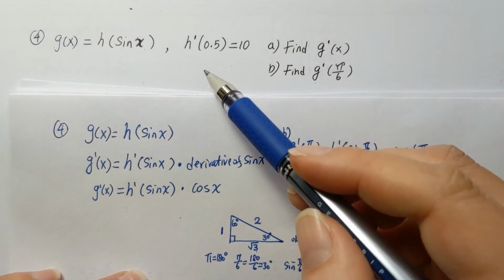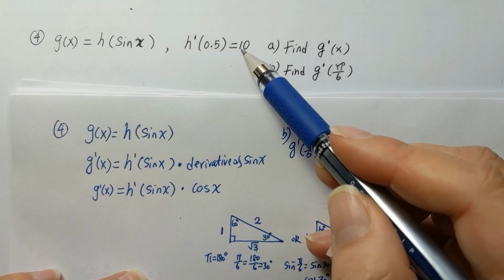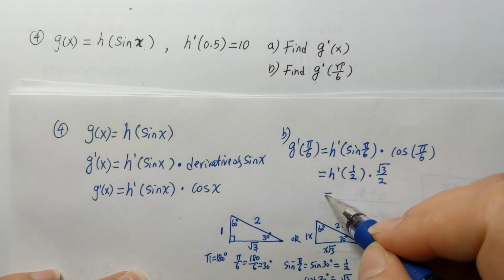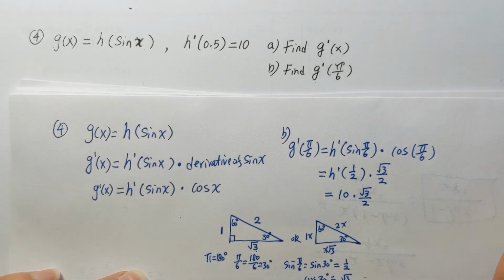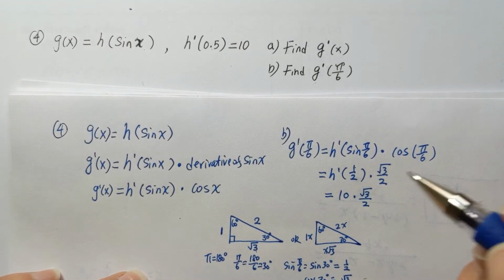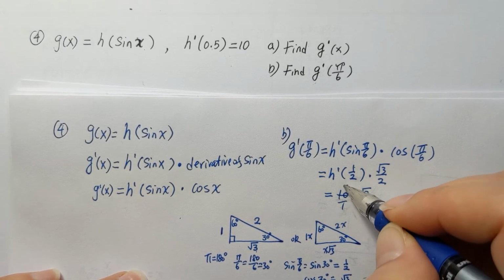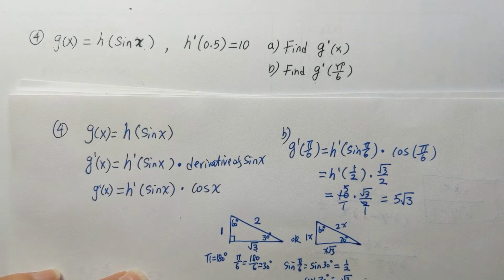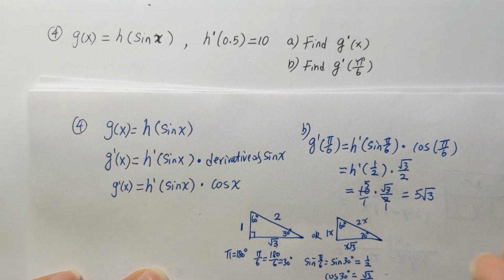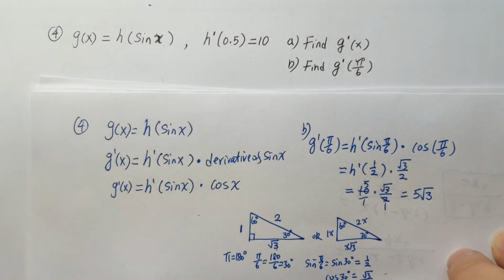Now let's take a look at the given. H prime of 0.5 is 10. So that means you have 10 times square root of 3 over 2. And then you simplify from here. So you're going to get 5 square root of 3. So the final answer is 5 square root of 3. So we finished question number 4.